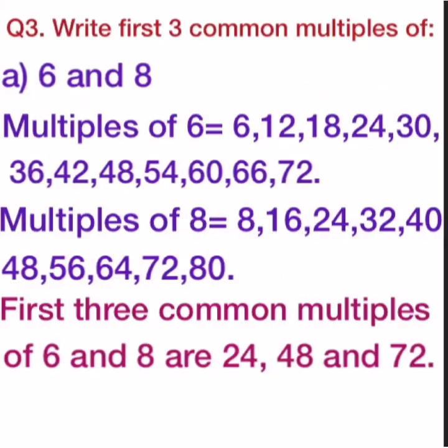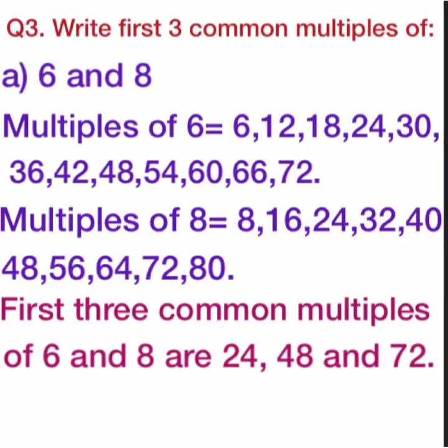Now question number 3 is, find the first 3 common multiples of 6 and 8. Children, first we will find the multiples of 6, that is 6, 12, 18, 24, 30, 36, 42, 48, 54, 60, 66 and 72. And the multiples of 8 are 8, 16, 24, 32, 40, 48, 56, 64, 72 and 80.